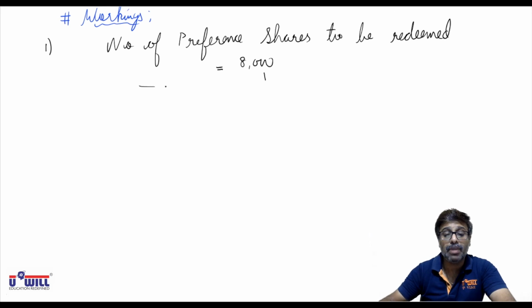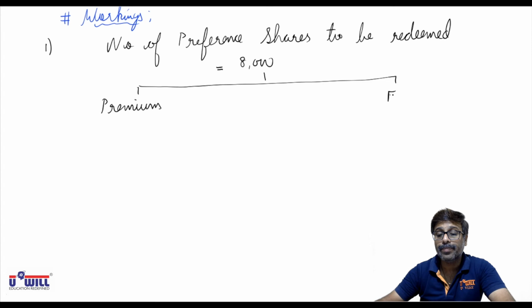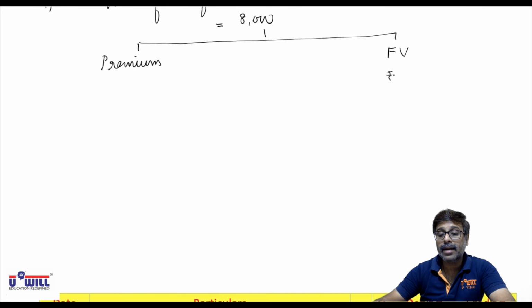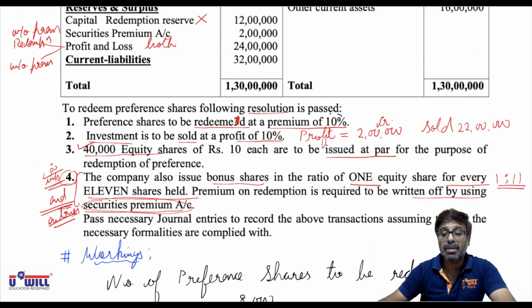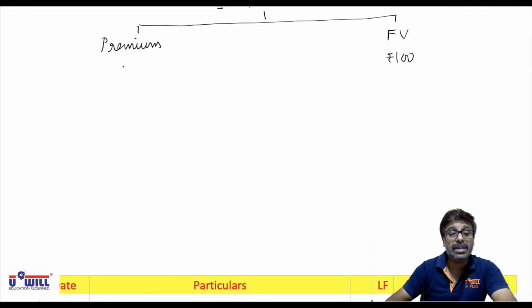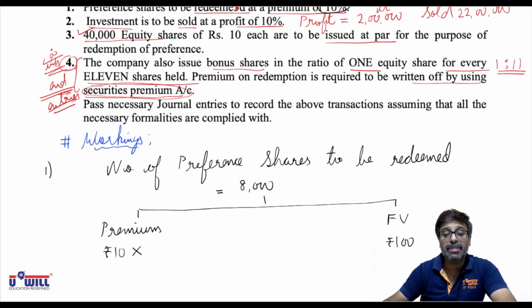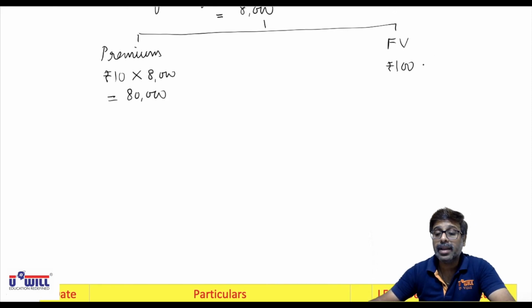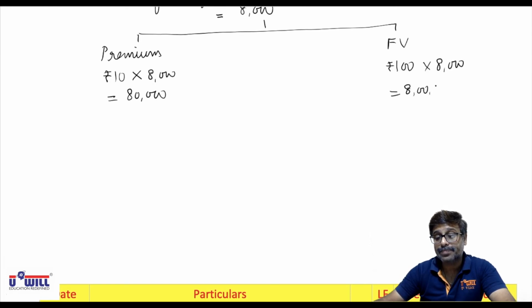Now you divide this in 2 parts: first, premium, and second, face value. Now face value we can see here is 100 rupees, and adjustment 1, they are to be redeemed at a premium of 10%. So 100's 10% premium will be 10 rupees. Now multiplied by 8,000 preference shares to be redeemed, so 10 into 8,000, same like previous question. Again the premium is 80,000, and 100 into 8,000, the face value is 8 lakhs.